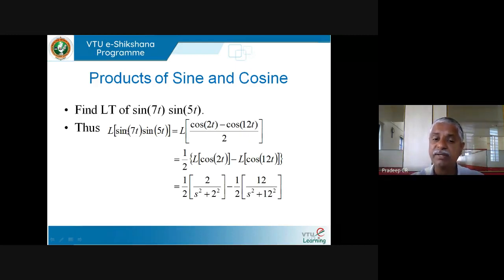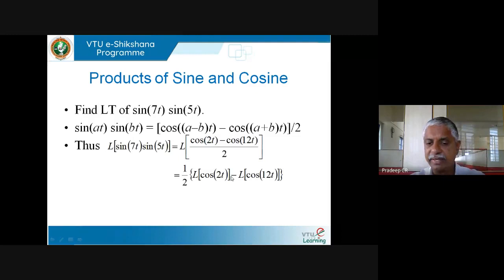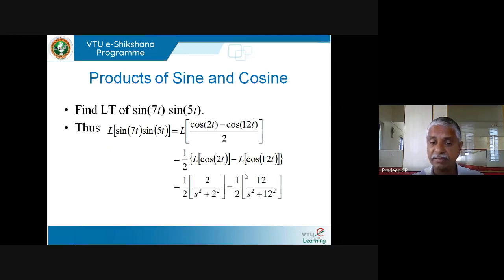Similarly, if you had sin 7t cos 5t, then the formula would have been slightly different. What is the difference? There it is. If it were sin cos, I have written the formula here. Sin cos would be sin sum plus sin difference. So these two terms would have been different, but they would be in terms of sin or cos, for which I know the Laplace transform. That's the standard trick one uses to find the Laplace transform of products of trigonometric functions.